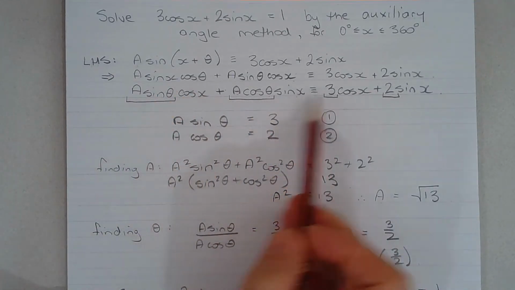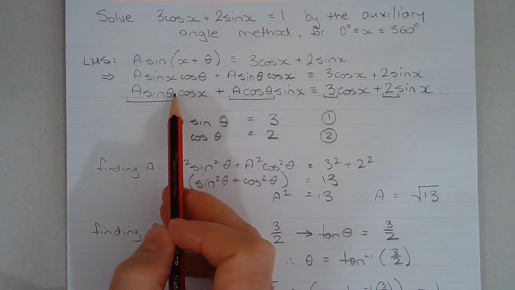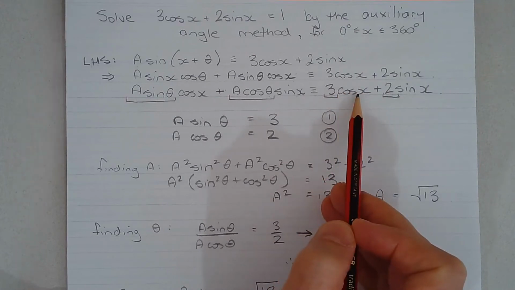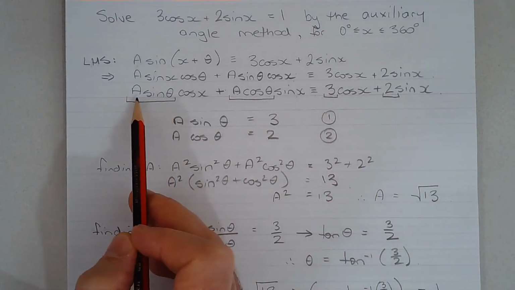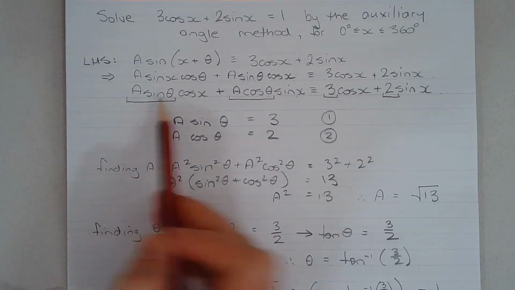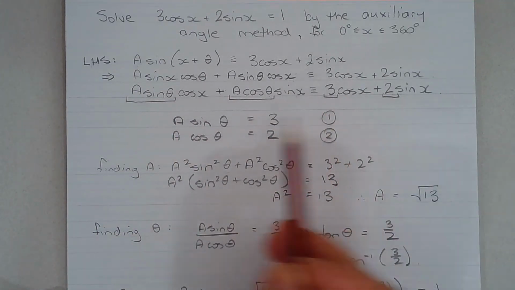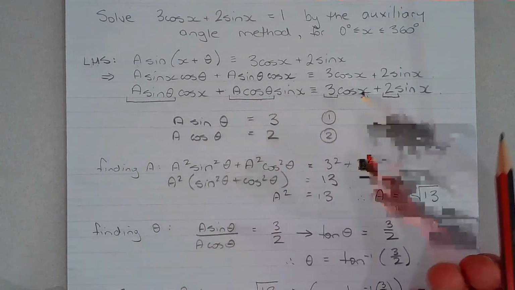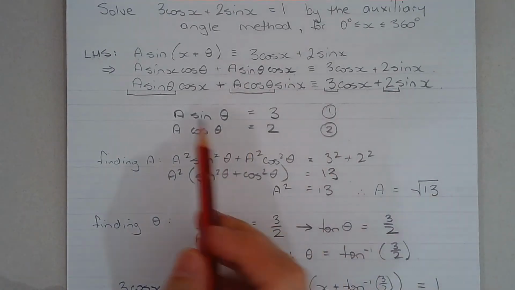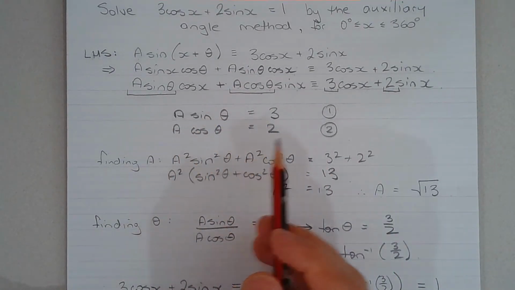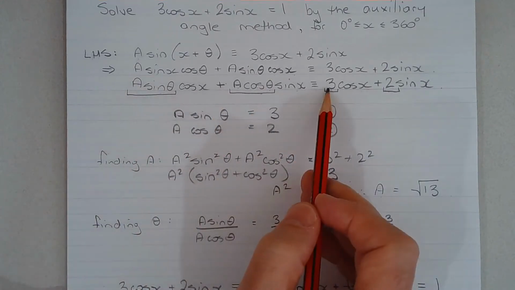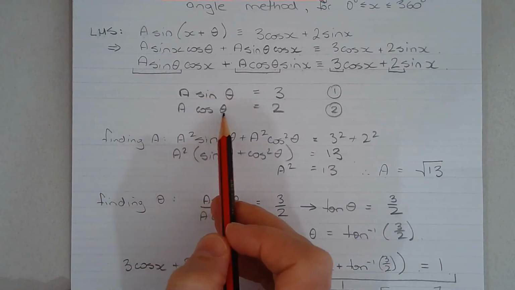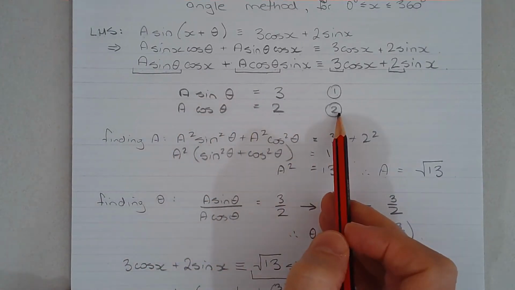Now we're going to equate terms. Looking at the left-hand side, this term that involves cos x is equivalent to the term on the right-hand side that involves cos x as well. That means A sin theta must be equal to 3. That also means that A cos theta must be equal to 2, since the two expressions are identical. So this gives rise to two very important equations. We have A sin theta is equal to 3, which we've called equation 1. We also have A cos theta is equal to 2, and let's call that equation number 2.